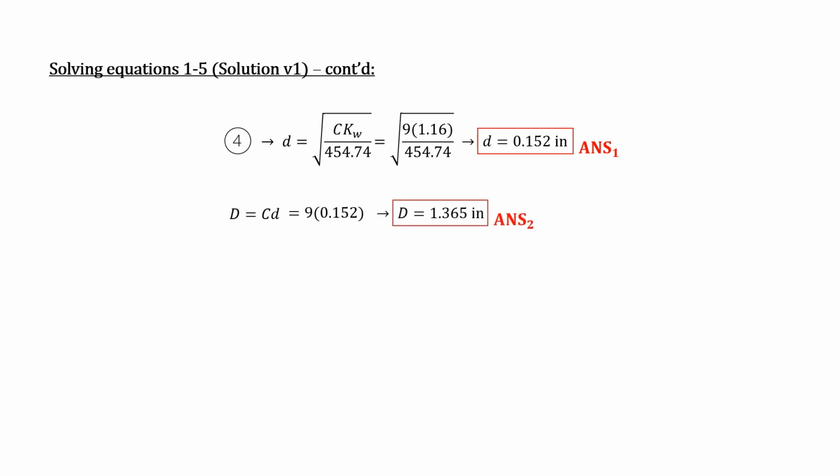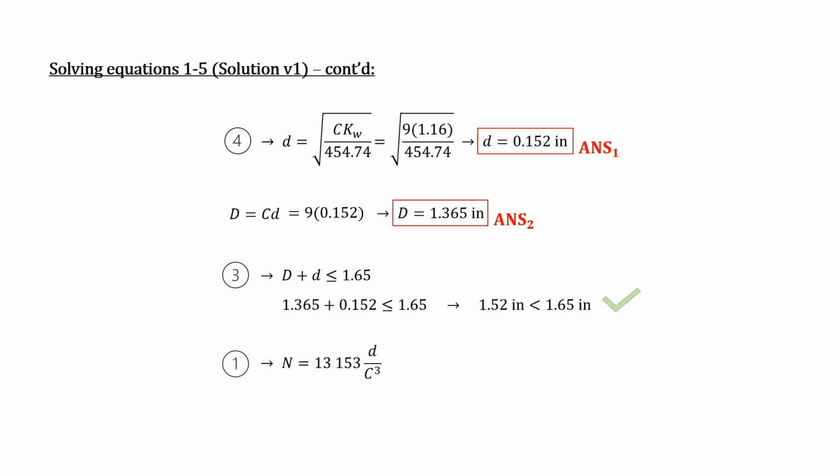We have 1.365 inches. Now I'm going to look at equation 3, which is just a check. We're checking that our two diameters, so the sum, which ends up being the outer diameter, is less than 1.65. If you sub in those values, we end up with 1.52, which is less than 1.65. So we're good here.